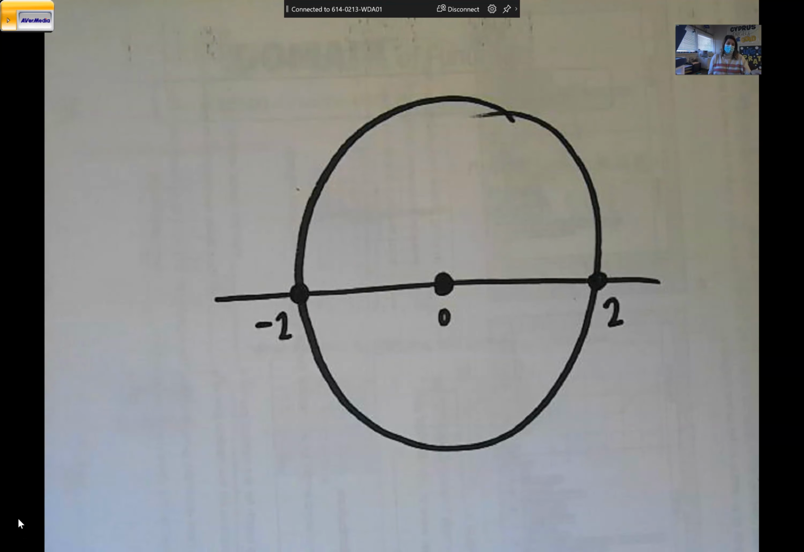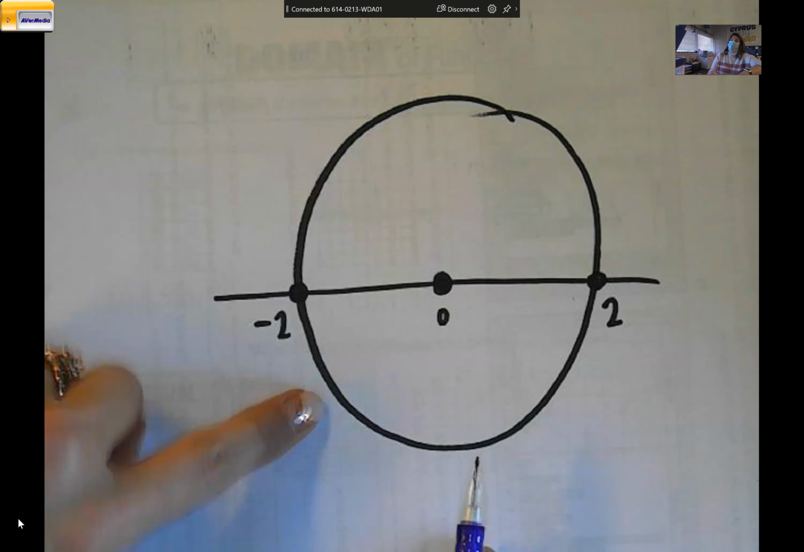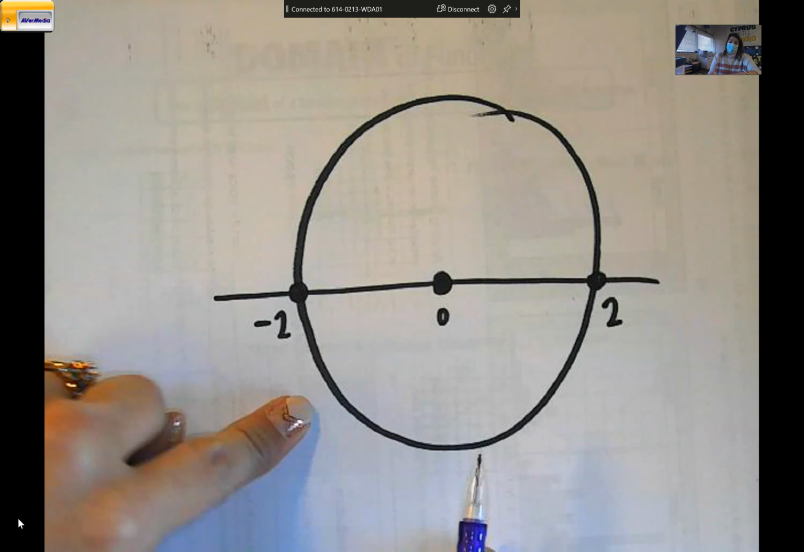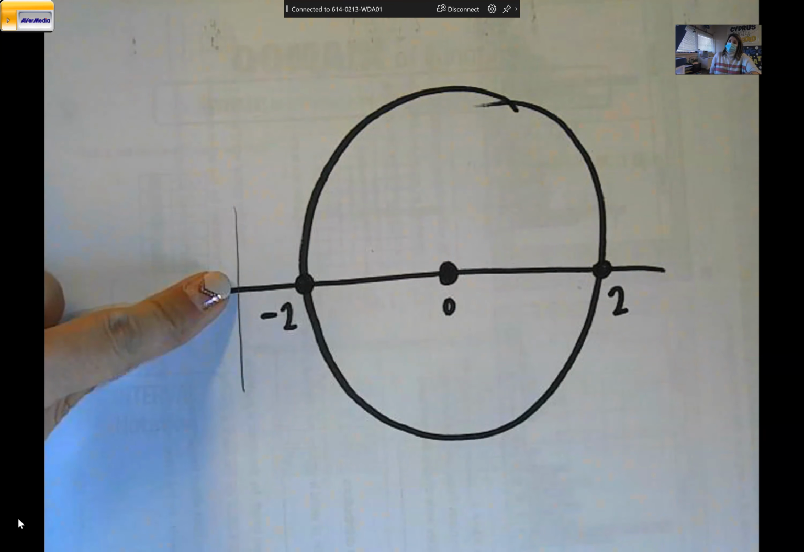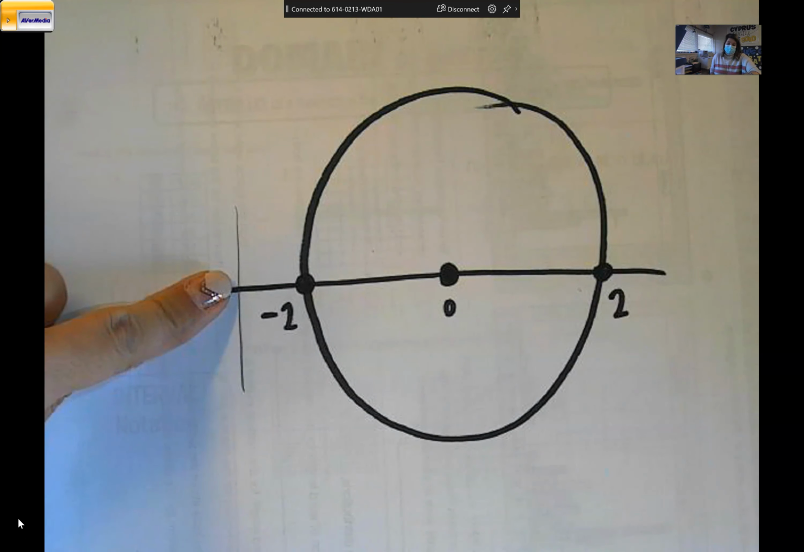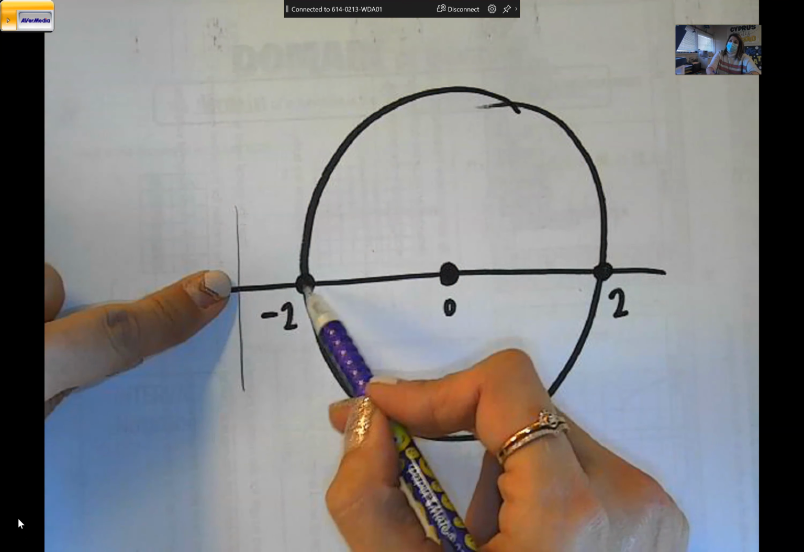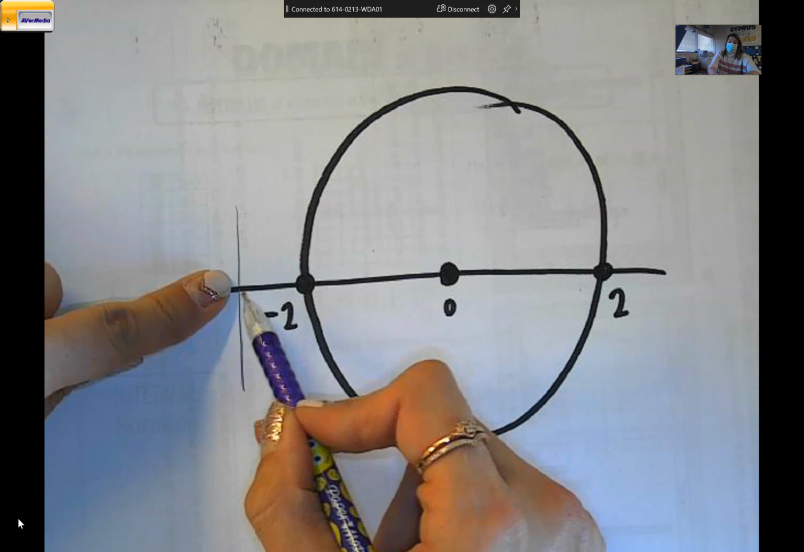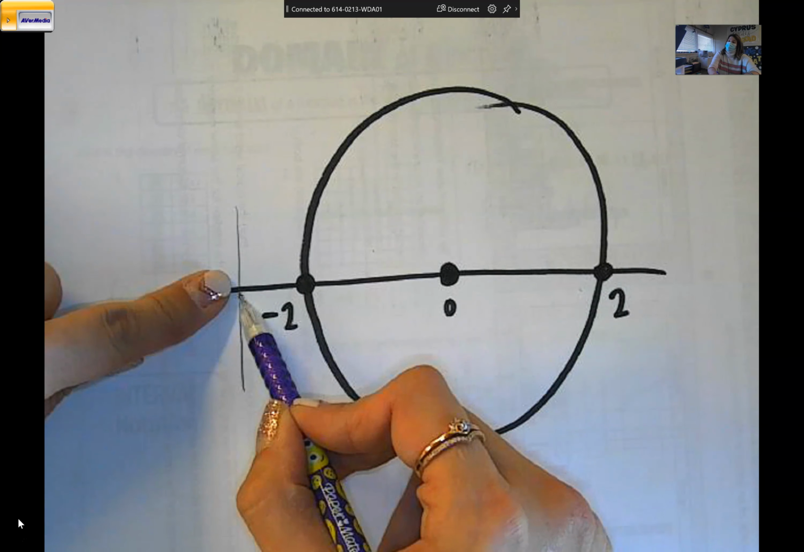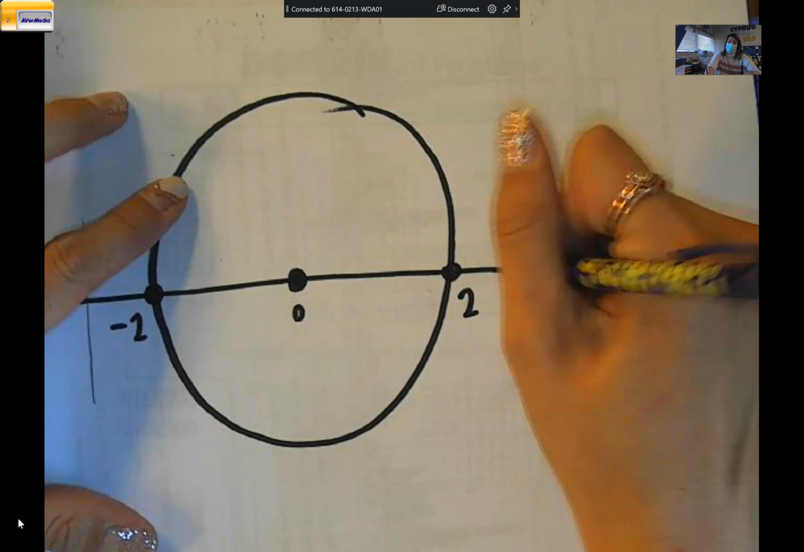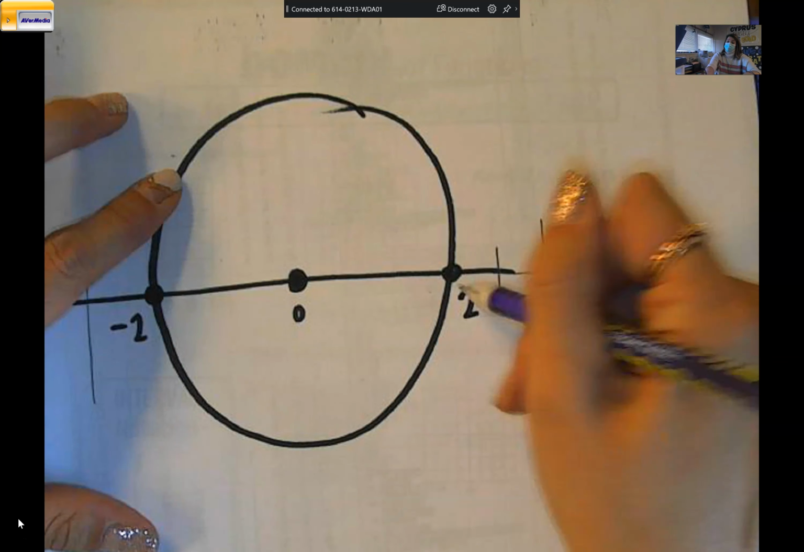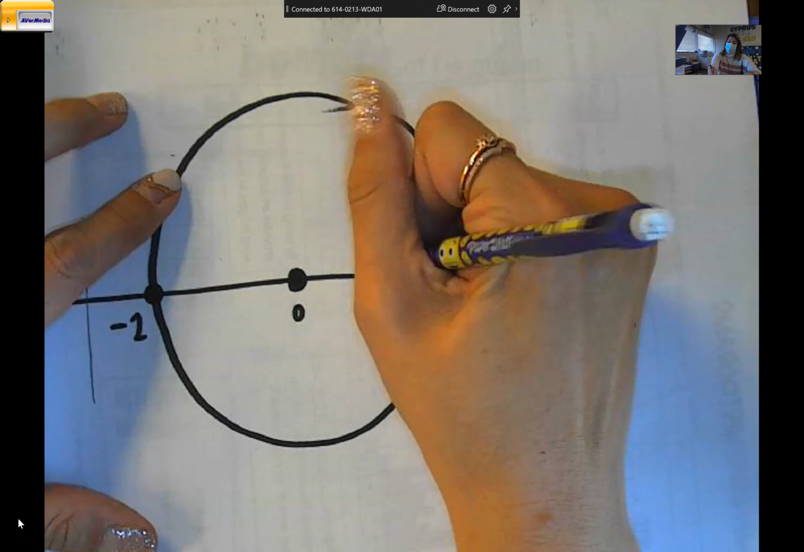So remember, when we talk about what value x can be, we see if there's a part of the graph that matches up with that x value. So if I put a point over here at -3, can x be -3? No, because the circle goes from -2 to +2. So x cannot be -3. Can it be +3? Nope. Can it be 2.5? Can it be 2? Yes. Can it be 1?